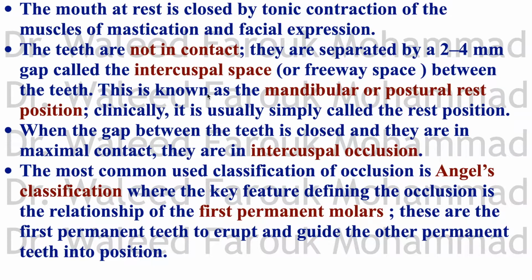Now, to classify the occlusion, the most commonly used classification is Angle's classification, by looking at the relationship of the first permanent molars, the first permanent molar teeth to erupt. They are the first to erupt and guide the other permanent teeth into position.